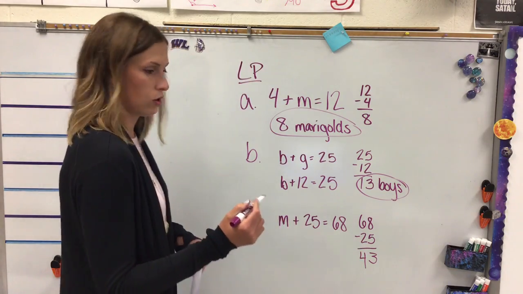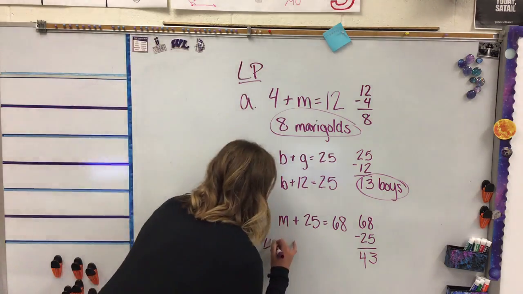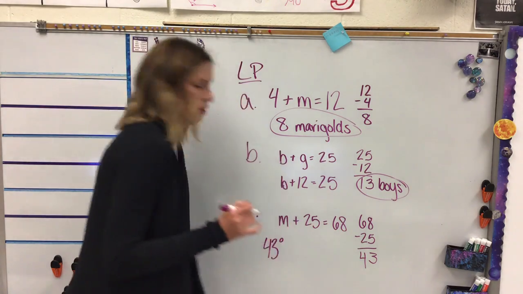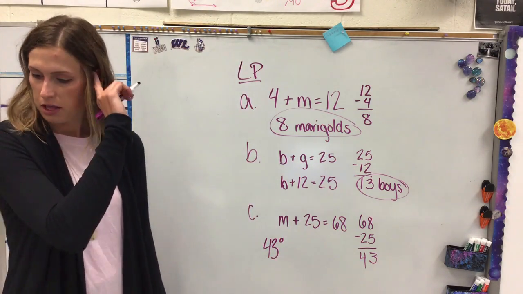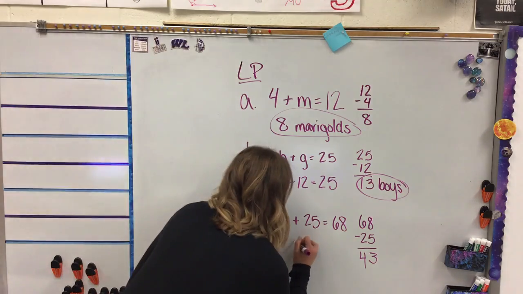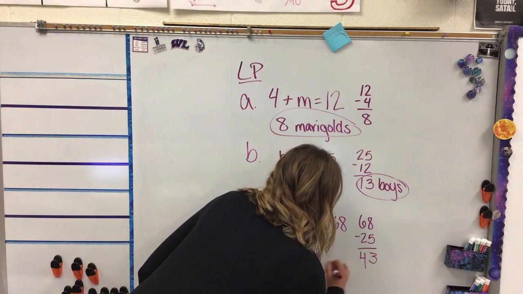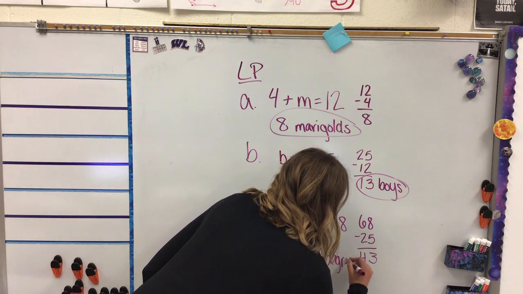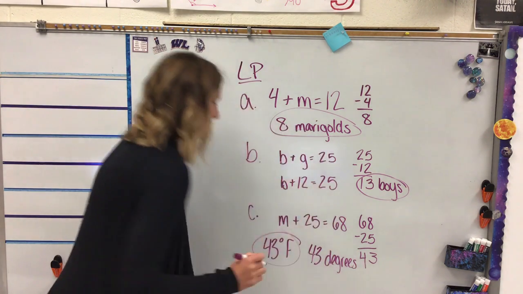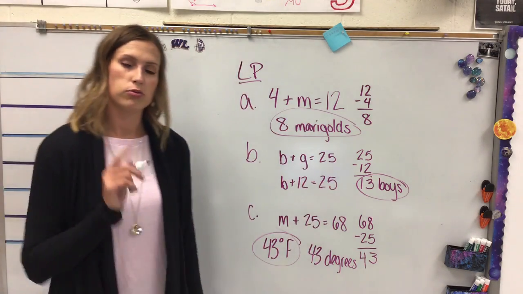Now you've got 2 choices with that. You could either write 43 and then that little circle up there means degrees Fahrenheit. Otherwise, you could write 43 degrees. Up to you, whatever is easier for you to do.